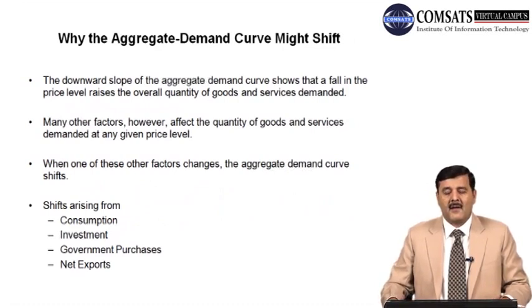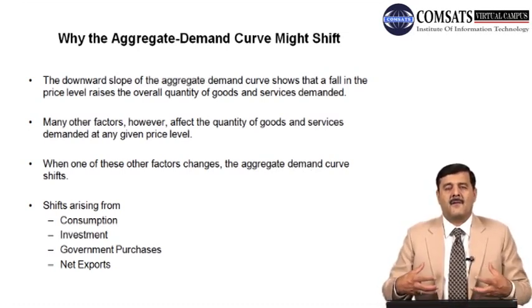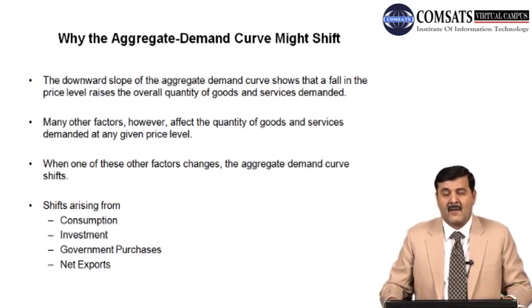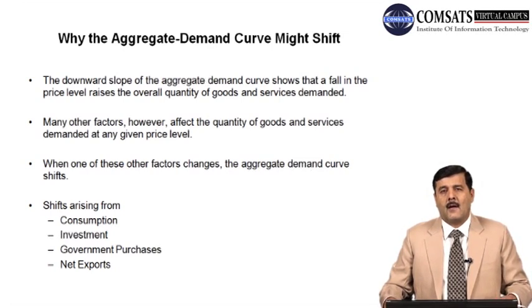The downward sloping of aggregate demand curve shows that a fall in the price level raises the overall quantity of goods and services demanded in the economy. So many other factors can also contribute toward this relationship, and affect the quantity of goods and services demanded at any given price level. So अभी जो हमने बात की, we have talked about three main effects: wealth effect, interest rate effect, and the exchange rate effect. But there are some other factors that can also affect the aggregate demand of the economy.